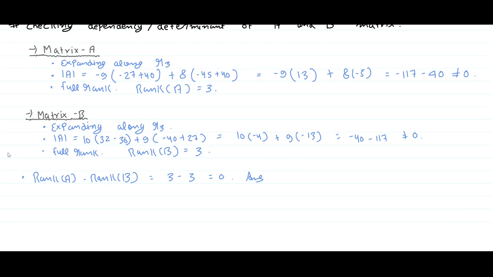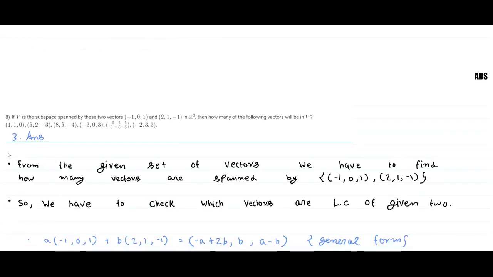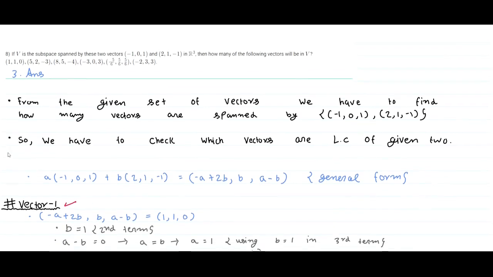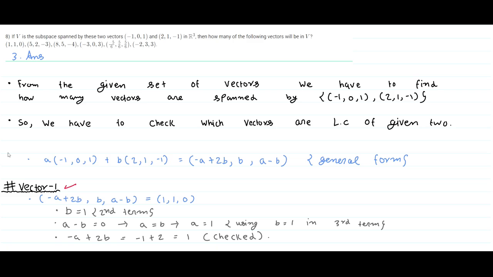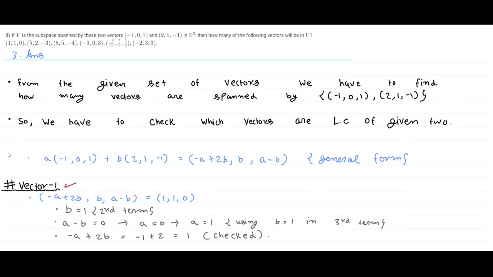Hence, that is the answer to the question. Let us now see question number 8, which basically says that V is a subspace spanned by these two given vectors in R3. Then from the following given vectors, how many vectors will be part of a basis of R3 along with the given two vectors in the independent vector subset? So basically in this question we have to find, from the given vectors, how many vectors are spanned by the given two independent vectors. Or basically we have to check which vectors are a linear combination of these two given vectors. First let us make a general form of the linear combination of these two vectors by multiplying A with vector 1 and multiplying B with vector 2 from the given independent set.